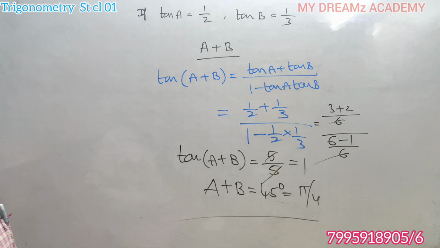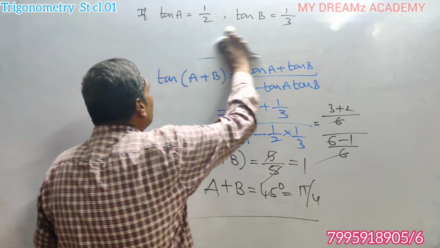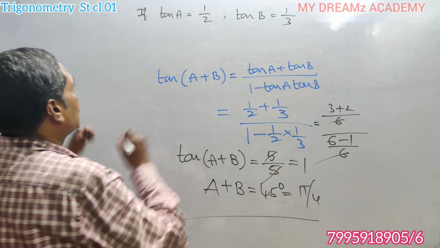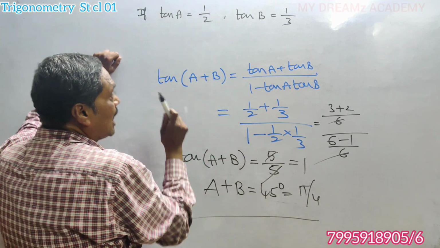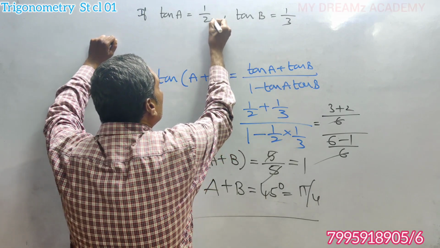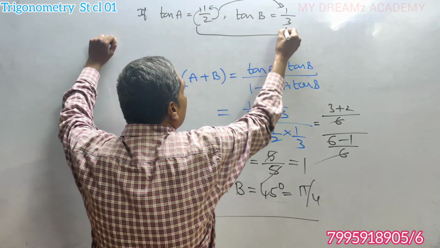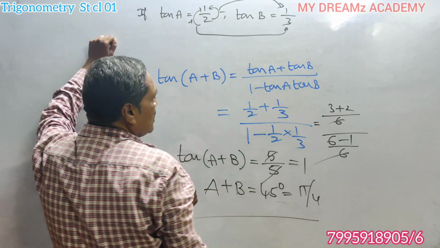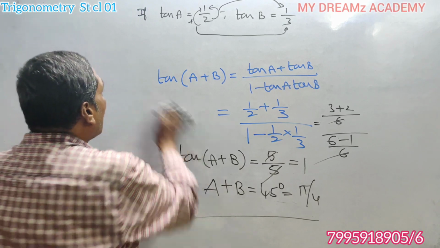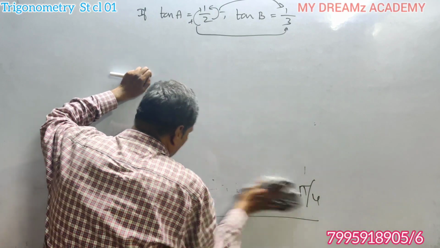Here also we can apply a shortcut. Whenever one value is 1 by 2, see here, all of you see, 1 by 2: this one is 2 minus 1, 1, 2 plus 1, 3, that is minus, plus. Whenever the two numbers are in the form of that, then always A plus B is equal to 45. For all numbers, you will get like that only.